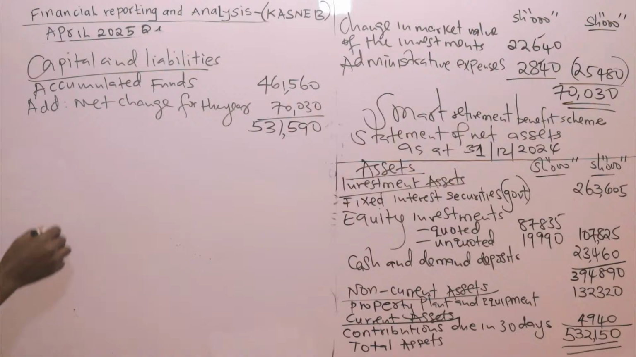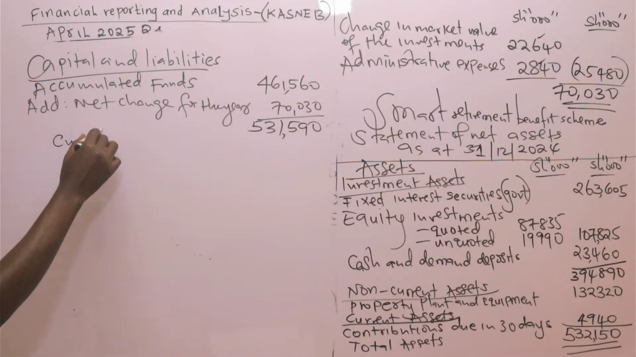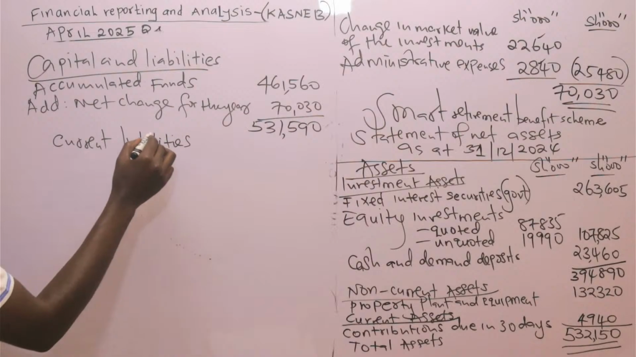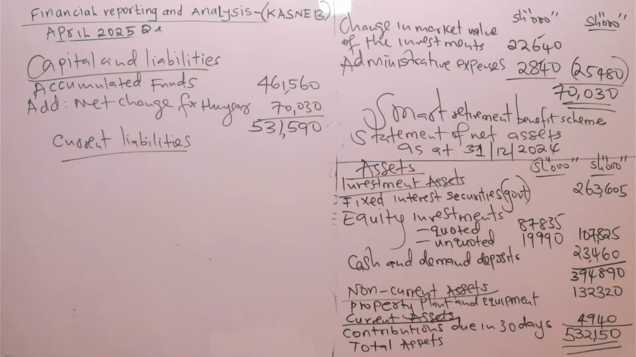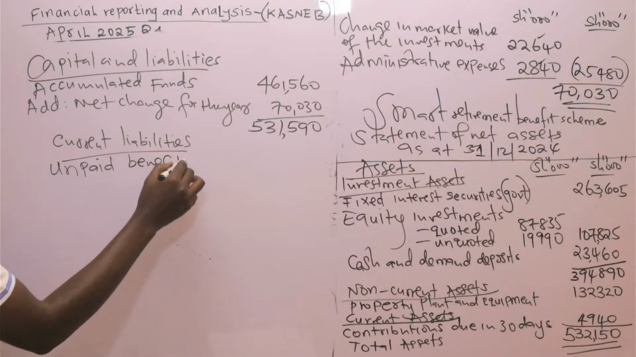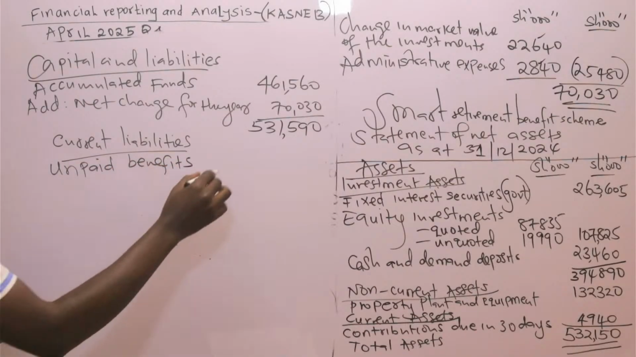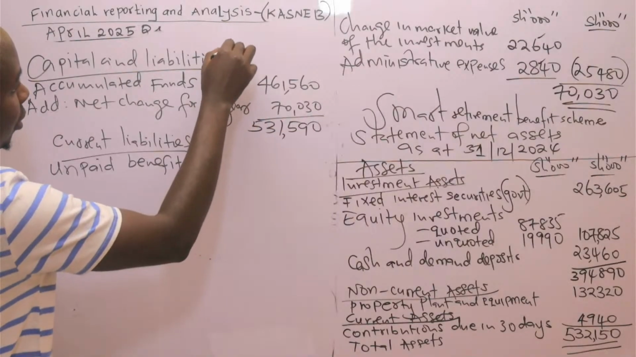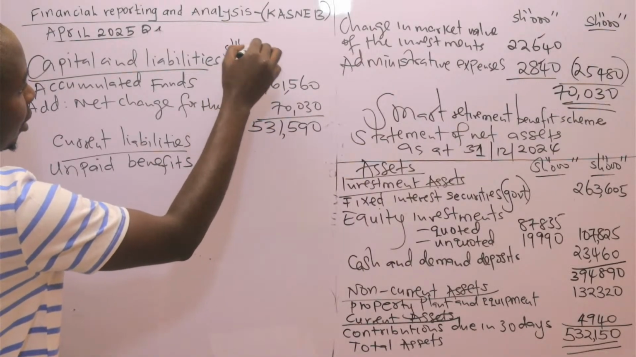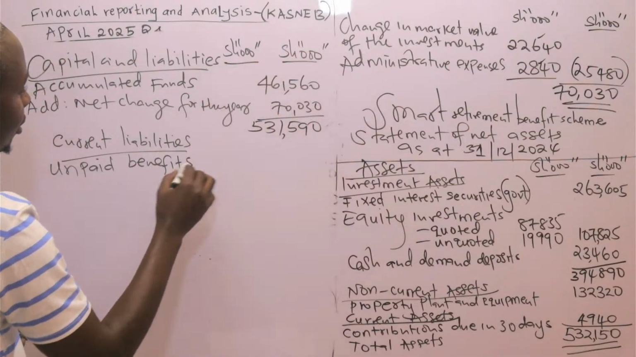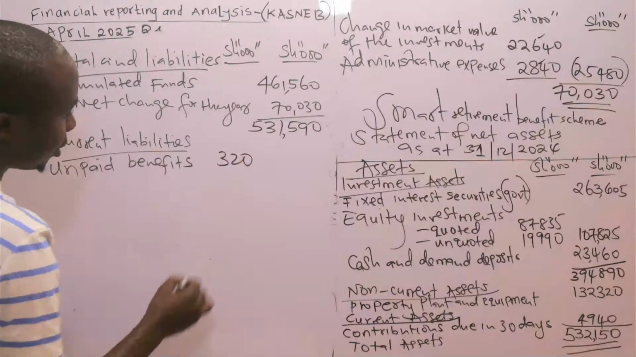531,590. And now current liabilities, because I cannot see non-current liabilities. Current liabilities, short term. I can see the unpaid benefits. There are some benefits which are unpaid. Unpaid benefits of 320.